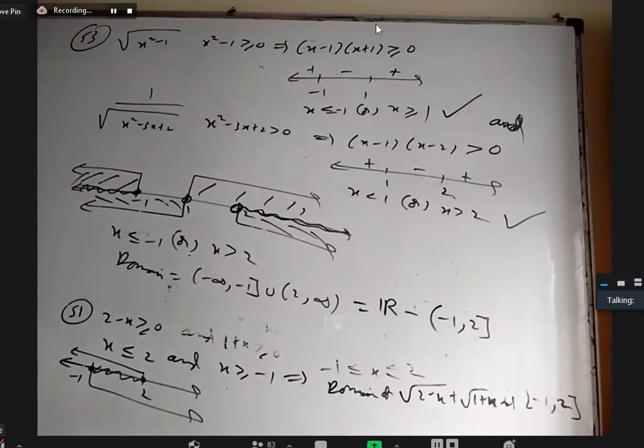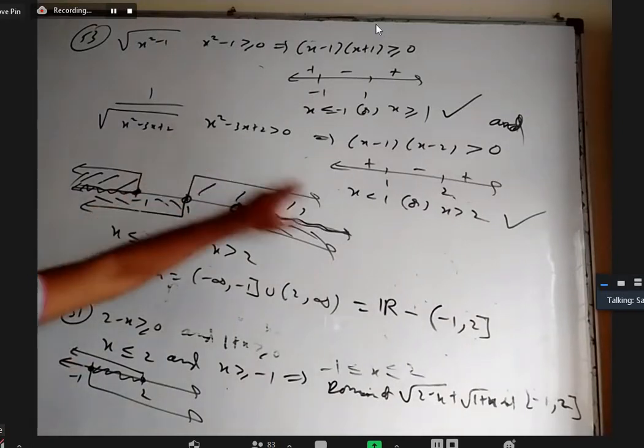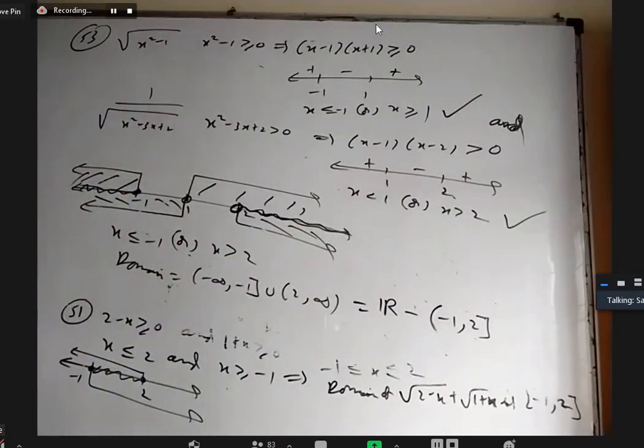Sir, in x square minus 1, we are getting x greater than or equal to 1, and in x square minus 3x plus 2, we are getting x greater than 1? No. You are getting x less than 1, not greater than 1. In x square minus 3x plus 2, we got x less than 1, not greater than 1.